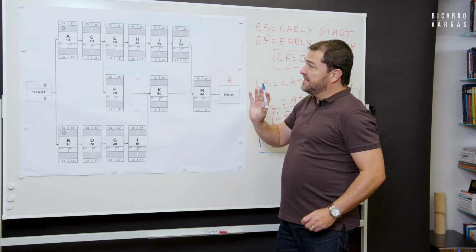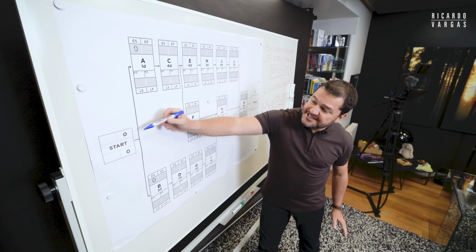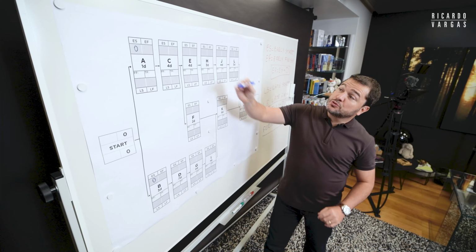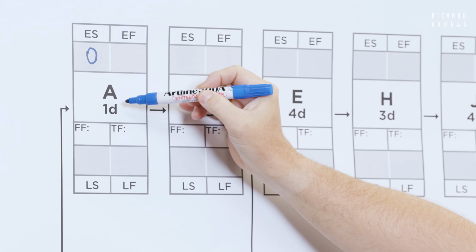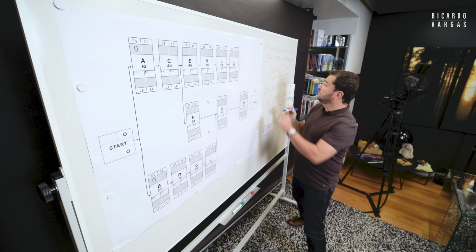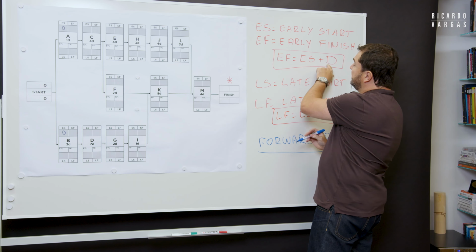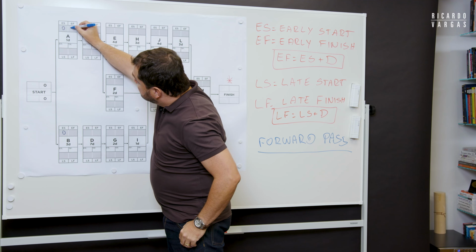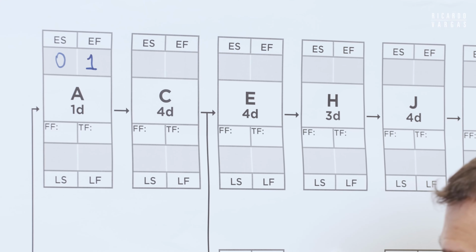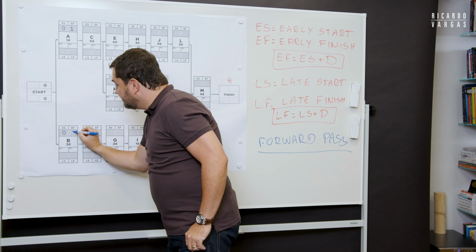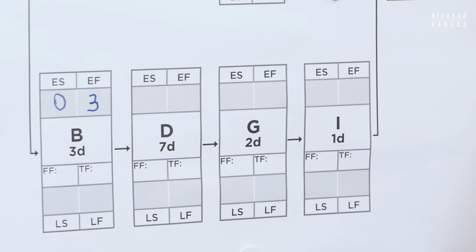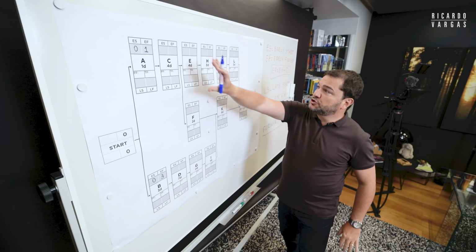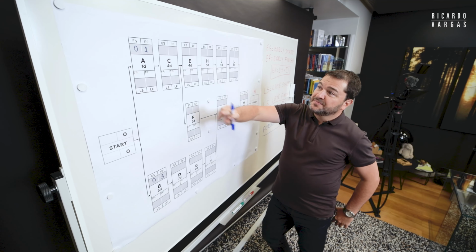Then what happens? After bringing the zero to here and the zero to here, I need to calculate the early finish of A and B. Early finish is early start plus duration. So very easy. Zero plus one, that is one. Zero plus three, that is three. Easy.